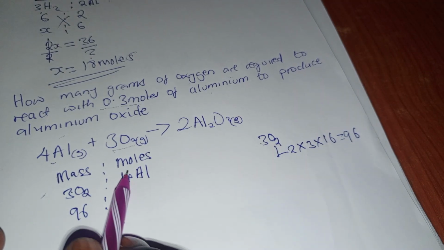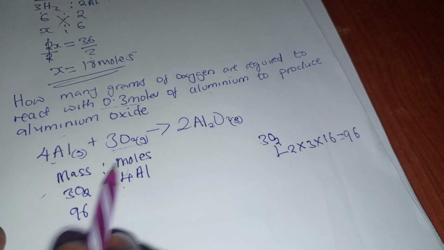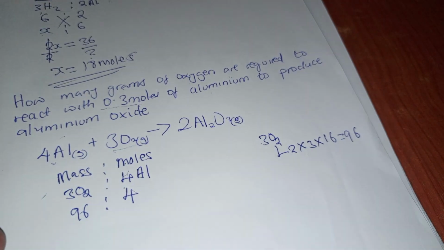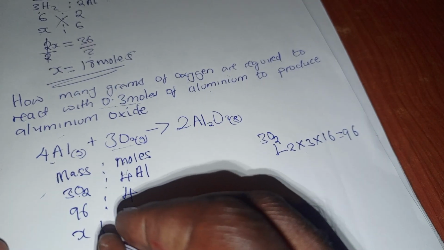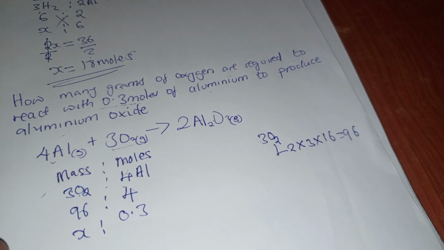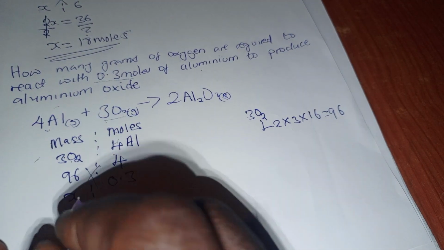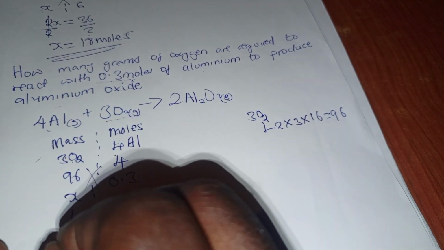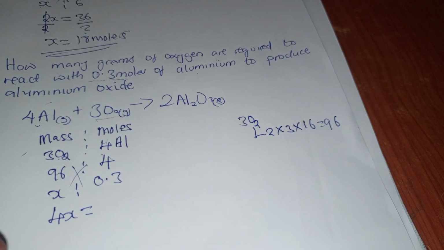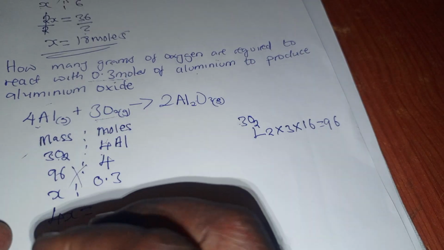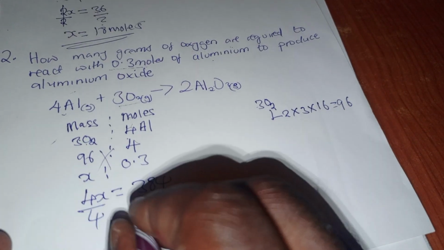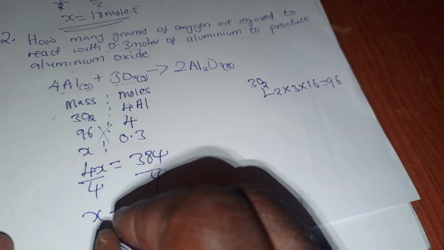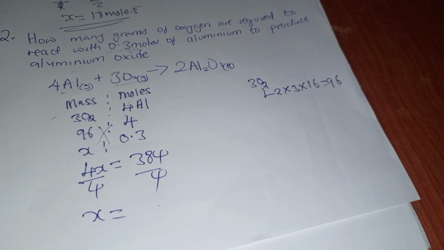Then the number of moles, as I said, we need to get from the balanced equation, which is 4 here. Okay, then the mass of oxygen is x here. The number of moles given in the question is 0.3 moles like this. Then from here, cross multiply. X times 4 will be 4x. X is equal to, so I multiply now 96 on the calculator times 4. The answer is 384, then over 4. So x is equal to this number divided by 4.